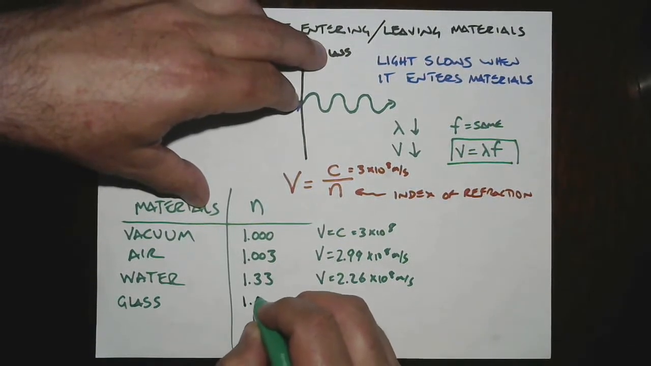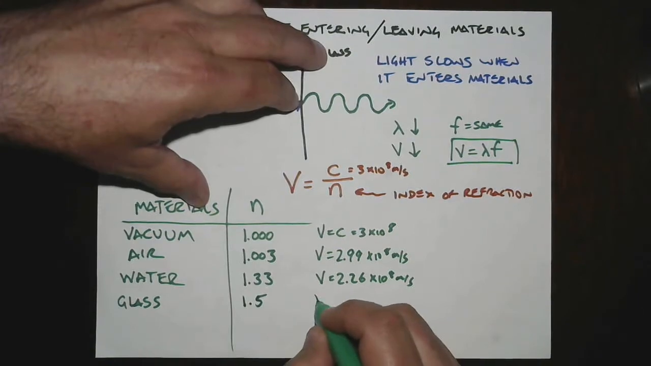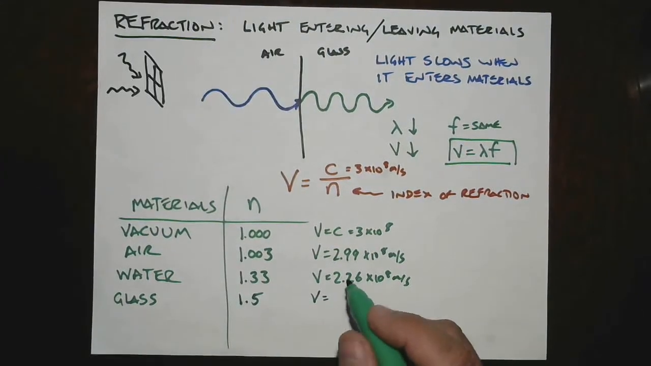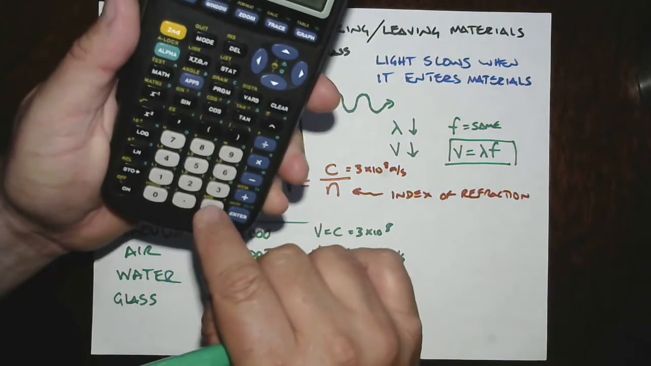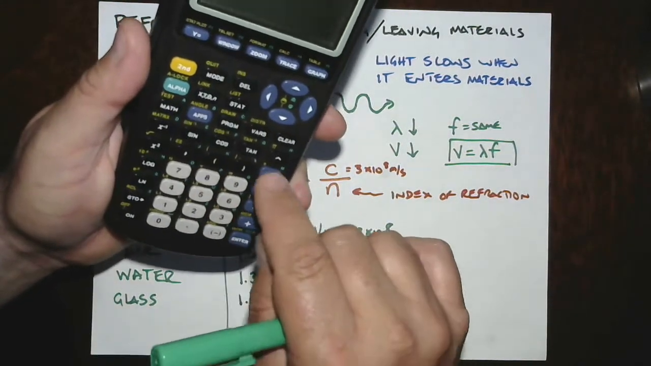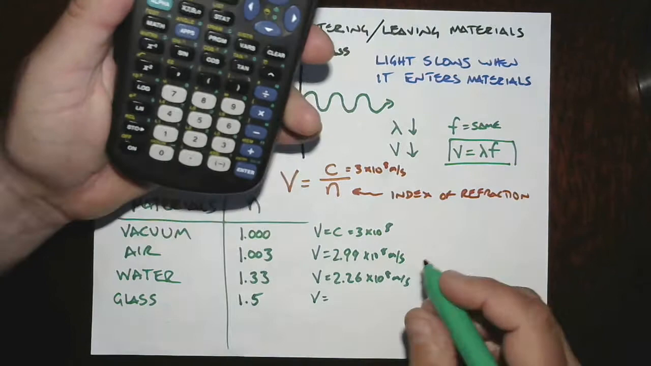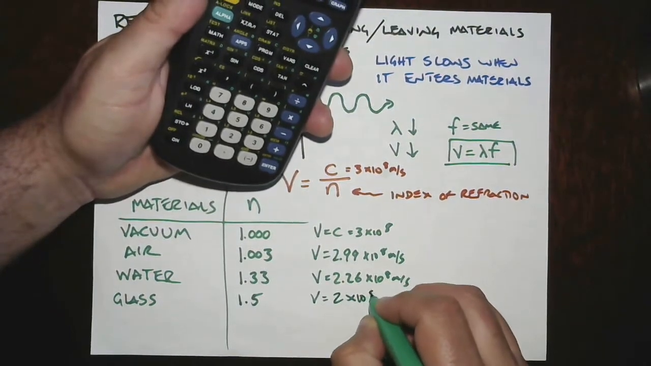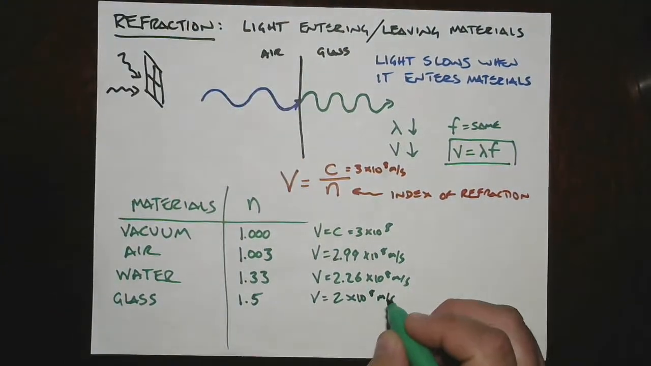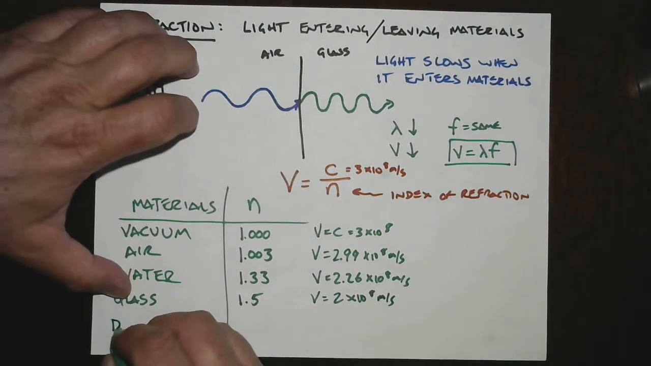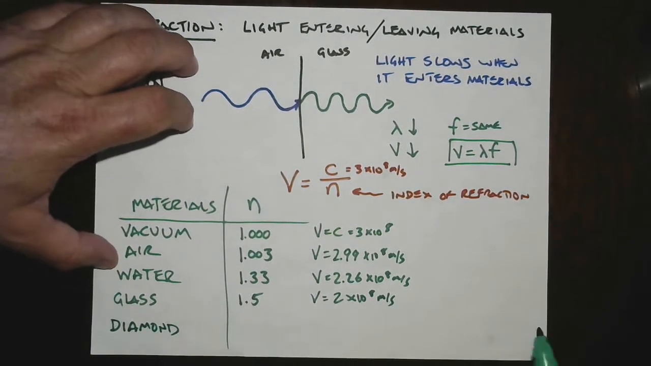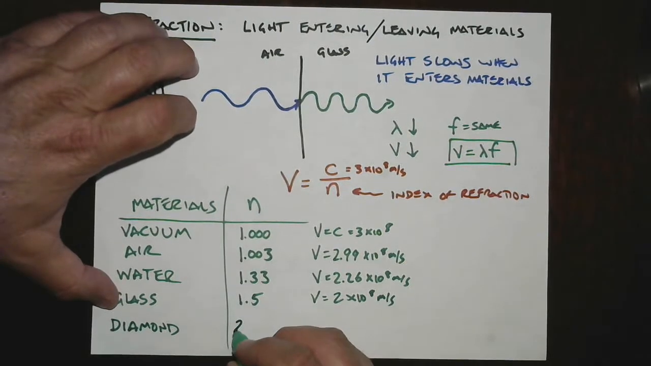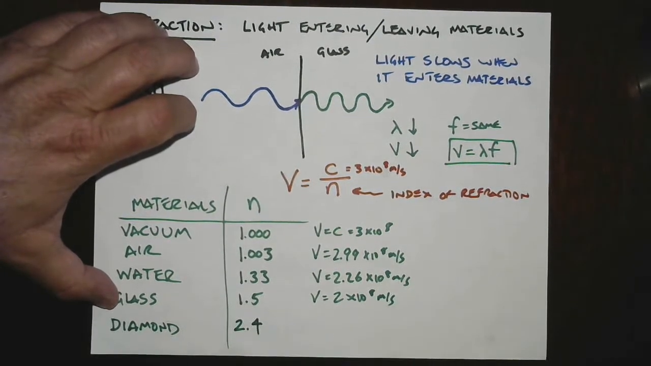Glass in general is about 1.5, and that means that I believe if we do this, we're going to get down to 2, but let's do this. 3 divided by 1.5 equals 2 times 10 to the 8 meters per second. And the last one I'm going to do is another transparent material, which we are going to talk about at the end of this lecture series, a diamond. Diamond has an index of refraction of about 2.4.